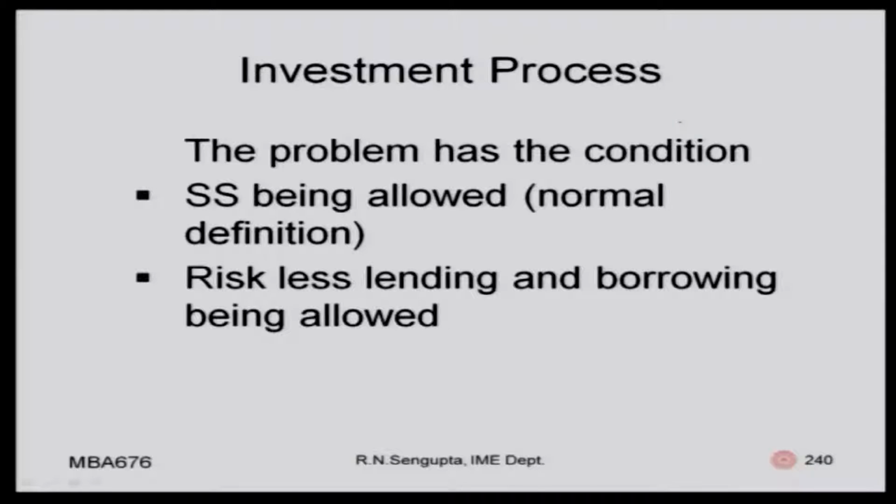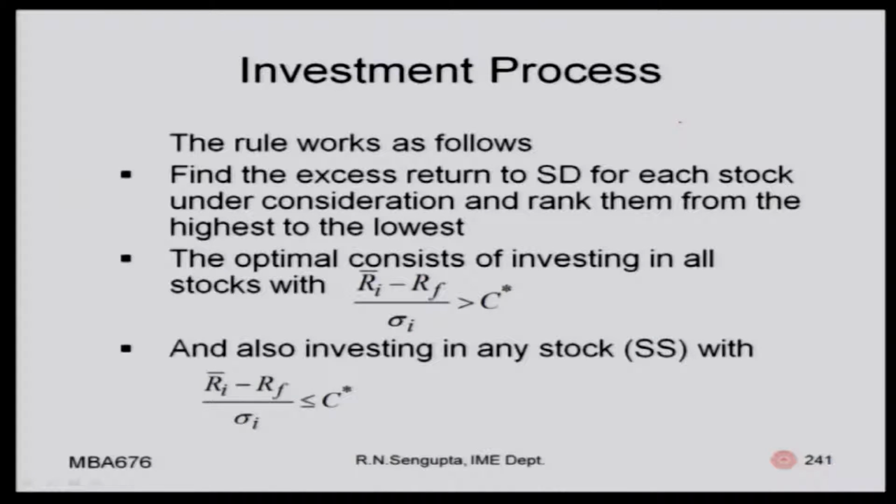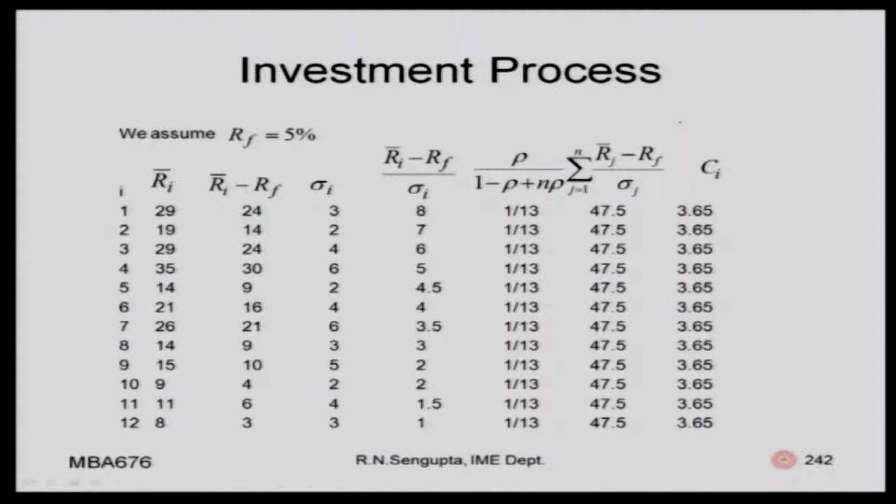Extend the problem to the case where you have short selling allowed, Lintner's definition not being allowed. Again the same concept, riskless lending and borrowing there, short selling being allowed. Again, if Ri minus Rf divided by sigma is greater than C star, include; if Ri minus Rf divided by sigma is less than C star, include, but in a negative sense. Again the same format: first column is the stock number, second is the returns, third is the excess return, fourth is the standard deviation, fifth is the actual ranking which you are doing by the ratio of the excess return divided by the standard deviation.